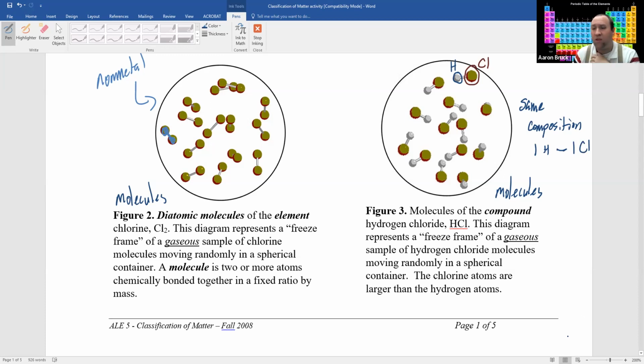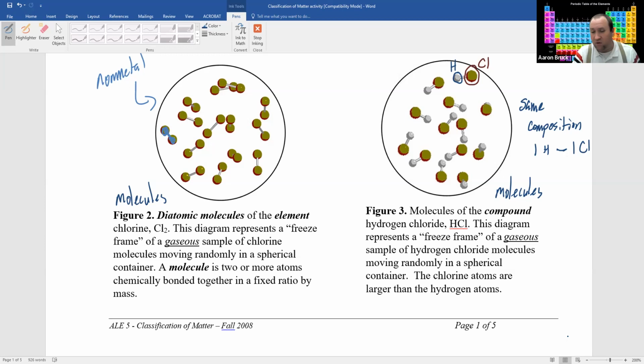And that's an important thing to note there as well, because that's one of the things that's going to set a compound apart from a mixture. Because it's really easy to get those two things confused. Elements all have the same kind of atom. So if I see a sample that only has one kind of atom in it, I know it's an element.